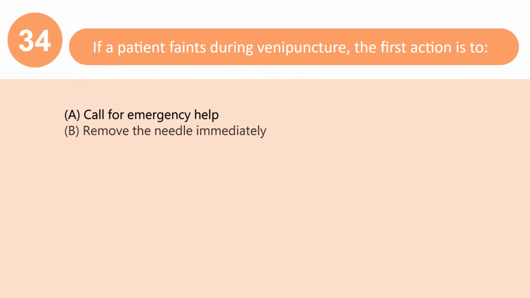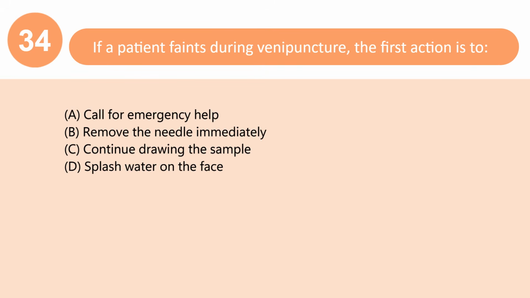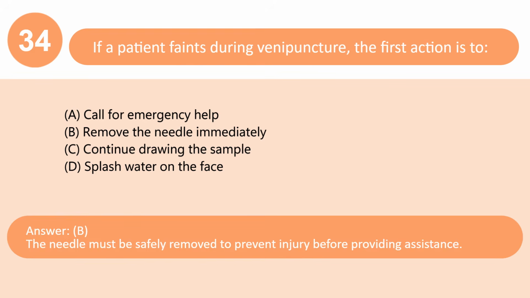If a patient faints during venipuncture, the first action is to A. Call for emergency help, B. Remove the needle immediately, C. Continue drawing the sample, D. Splash water on the face. Answer: B. The needle must be safely removed to prevent injury before providing assistance.